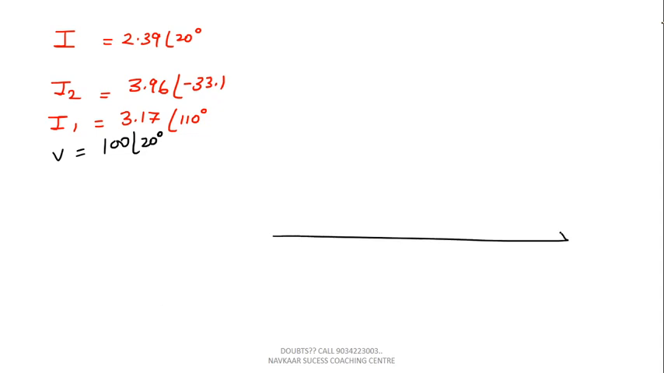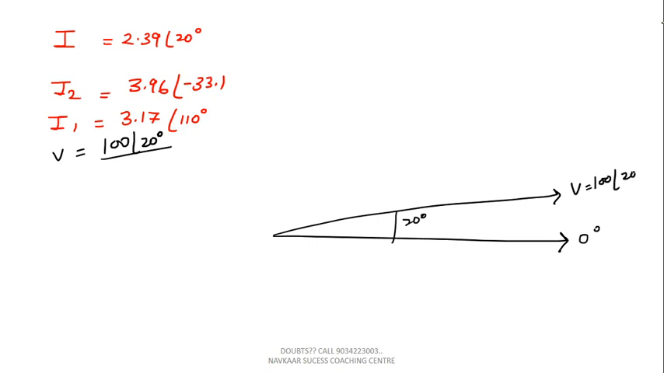So let's draw the phasor diagram first. This is 0 degree. We need to draw voltage. Voltage is how much? 100 angle 20 degree. So this is angle 20 degree. Approximately, it would be voltage is 100 angle 20 degree.